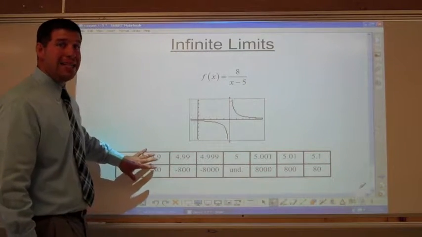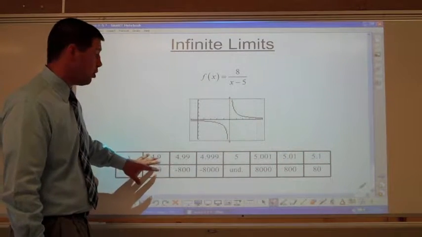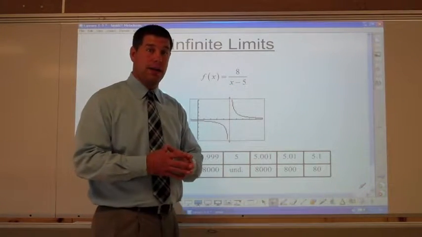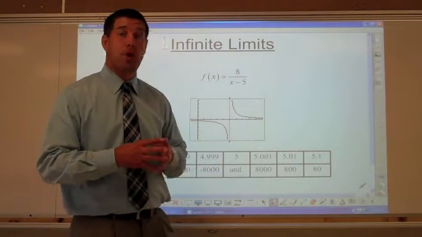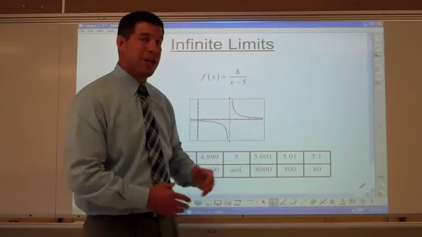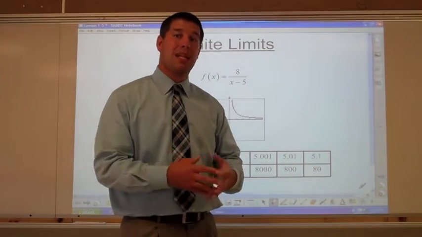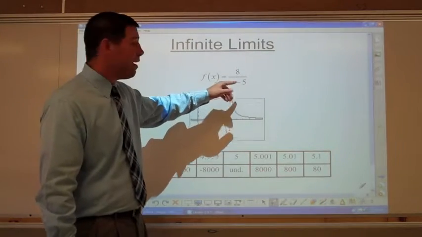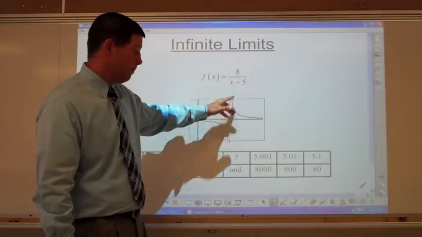If you look at a table of values, a numerical approach, we know that at x equals 5, the function is undefined. In order to be a vertical asymptote, a rational function has to have a denominator equal to 0. So we know at x equals 5, this denominator will equal 0.